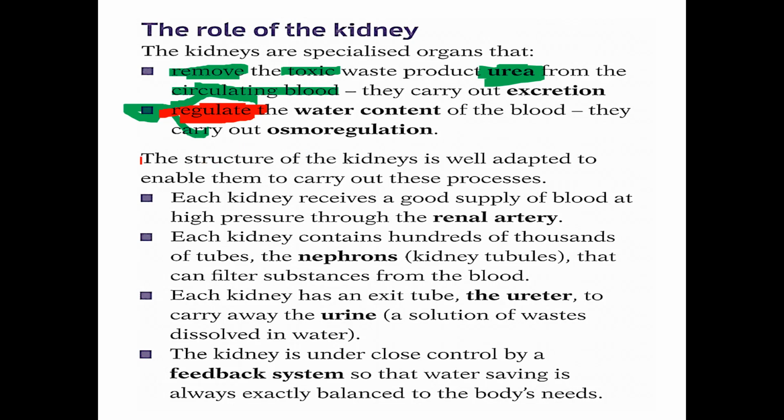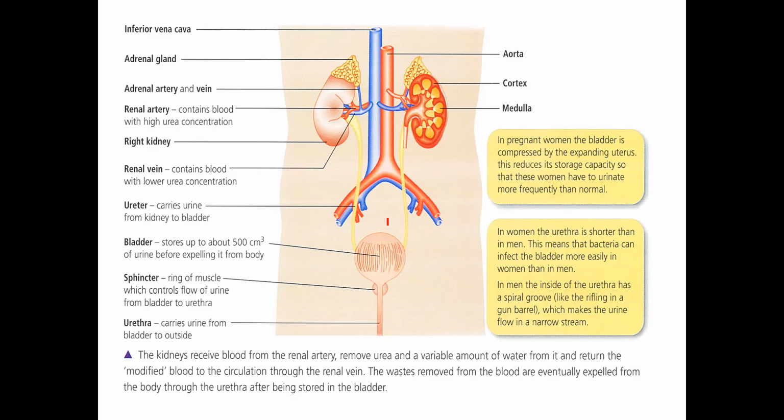Now, the structure of the kidney is well adapted to enable them to carry out these processes. How is the kidney adapted to remove urea and to regulate the water content? Firstly, each kidney, here is the kidney. This is the kidney. Each kidney will receive the blood through the renal artery.